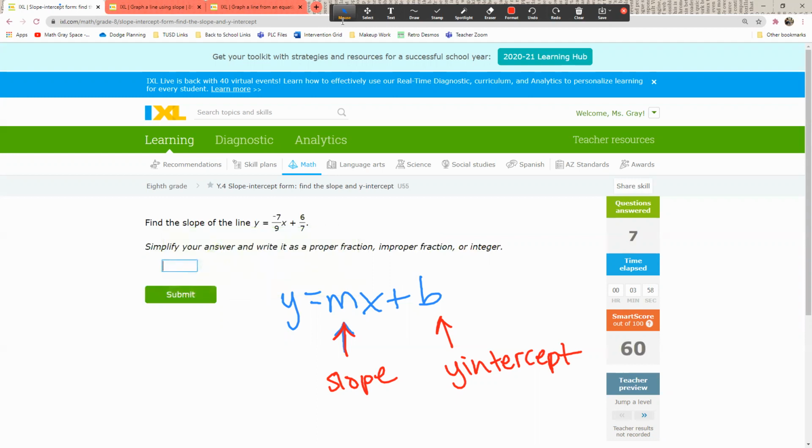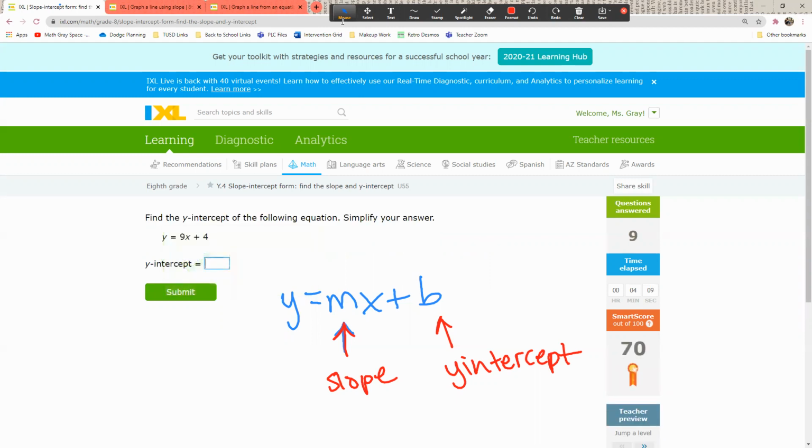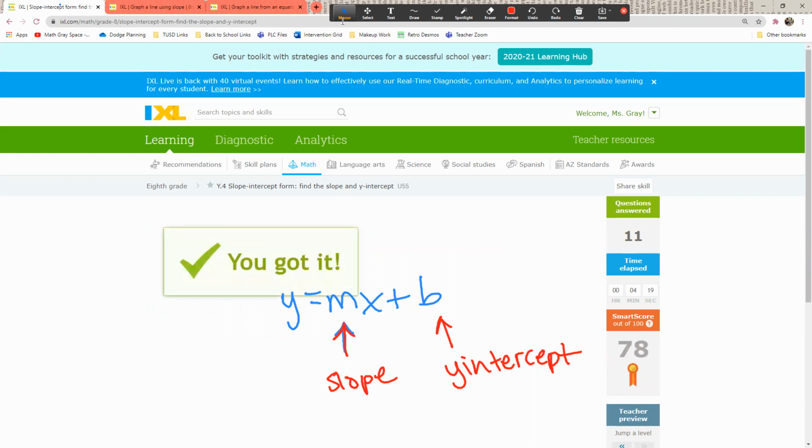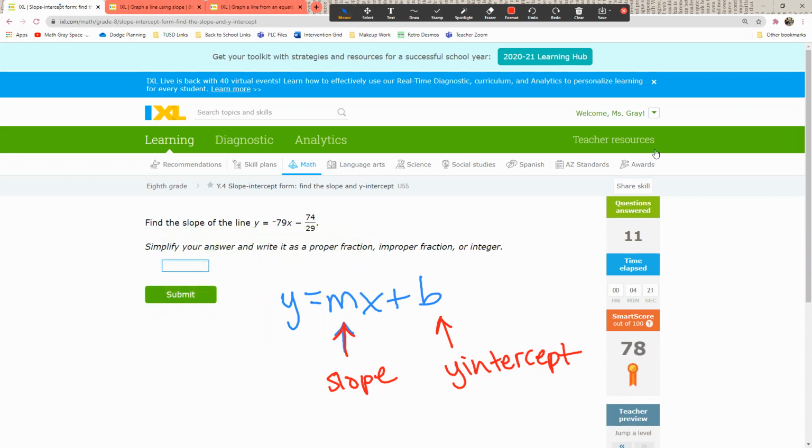So I'm up to 60 now. Slope of this one is -7/9. I feel like this is a pretty easy topic, especially once you get going on it. I think if you make mistakes, you'll probably correct them pretty quickly, just because you want to get through it. So you'll figure it out. -49/41. Nice. So I'm all the way up to 78.